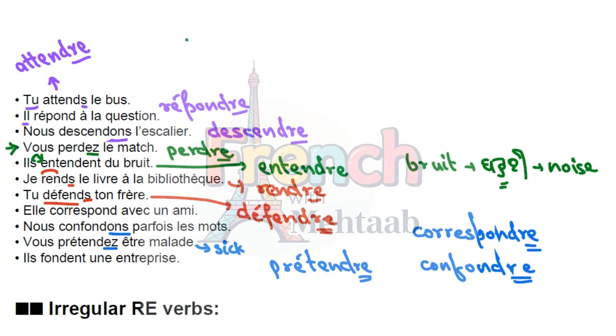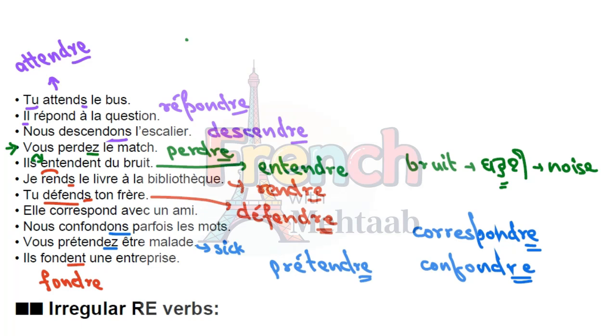Ils fondent. The verb fondre here would become fondent. We would not pronounce the ent here. So the verb used here is fondre. Fondre means to melt. It also means to found, like they found a company. Not found as in something we lost and have found back. When we develop something, that kind of found, founding a foundation.